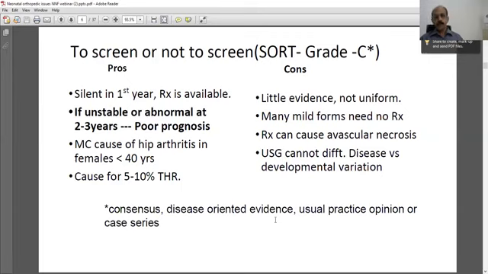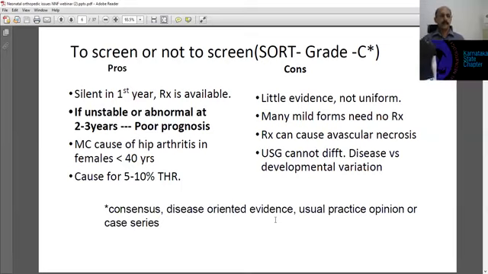Over the next few slides, we'll understand what all to screen, whether ultrasound is important, all that. But ultimately, for an individual clinician or neonatologist, not to miss an unstable hip, not to miss a DDH is very important. If unstable at 2 to 3 years, then it's a poor prognosis. This is a vital thing which tilts the balance towards screening. And it is the most common cause of hip arthritis in any female less than 40 years of age. Also, 5 to 10% of THRs are accounted for by DDH.